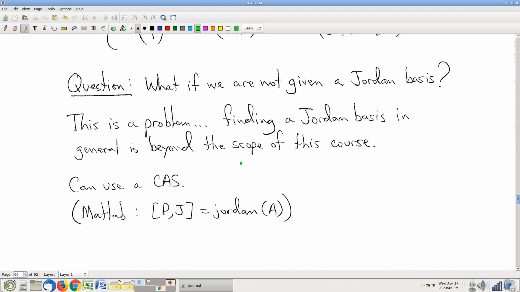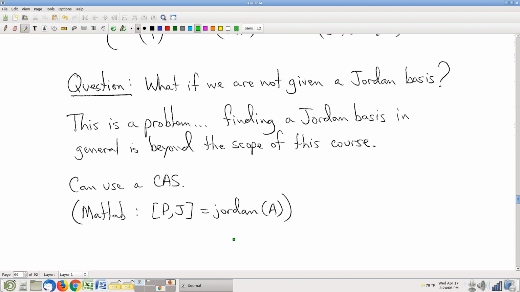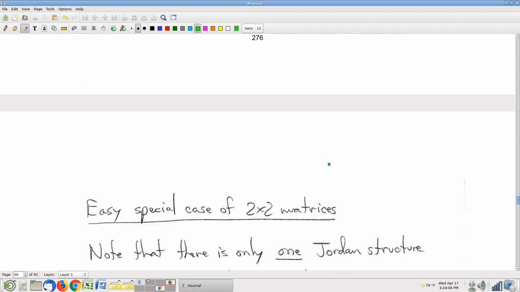Okay. Quick comment. Another way that you can find a Jordan basis is you can plug it into a computer algebra system. So in practice, that's pretty handy sometimes. So don't forget that that's a possibility. Here's how you do it in MATLAB. I don't know how to do it in other systems, but I'm sure it's comparable. Okay. Alrighty. Now, moving along.